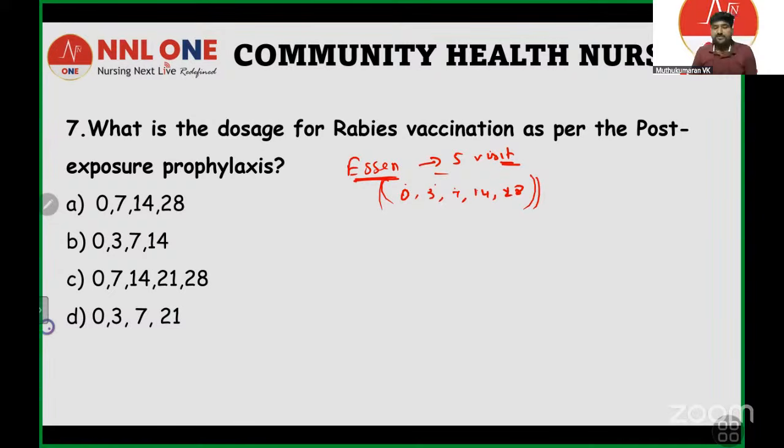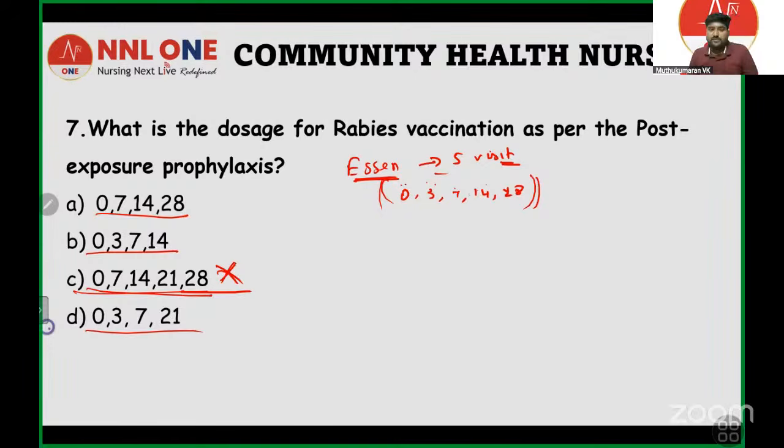They will not name the Essen regimen or Thai Red Cross regimen; they will give it as options. If option A has 5 visits, option B also 5 visits, option C also 5 visits, option D also 5 visits, then you can predict that it is from the Essen regimen. If it is 4 visits, then it is the Thai regimen. Here it is mixed, 5 and 4, so the majority is 4. Does it correlate with 0, 3, 7, 14, 28? No, it is also not there. So option C is not here.